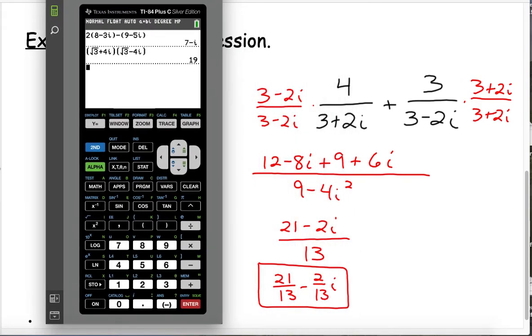So let's type in the original problem, which was a fraction: 4 divided by parenthesis 3 plus 2i, plus 3 divided by parenthesis 3 minus 2i. Let's see how they handle this. Oh gosh, we get all these obnoxious fractions or decimals. But if I press the math key in the first column, and then I choose number 1, which says convert your answer to a fraction, and then press enter again, there's my 21 over 13 minus 2 over 13i.